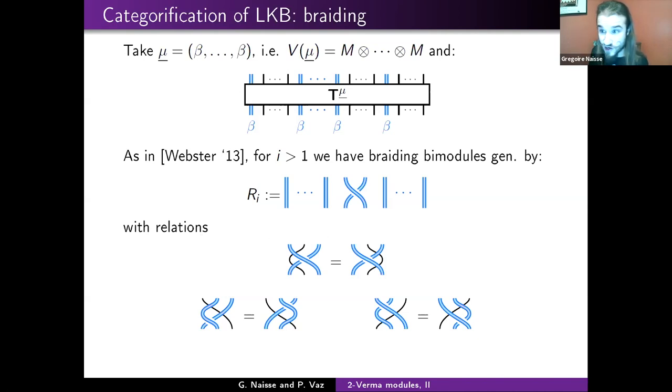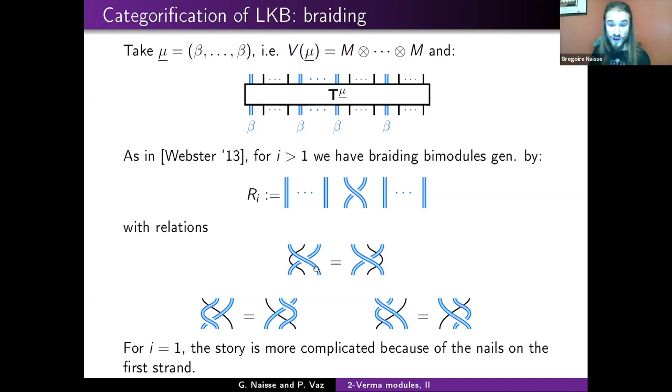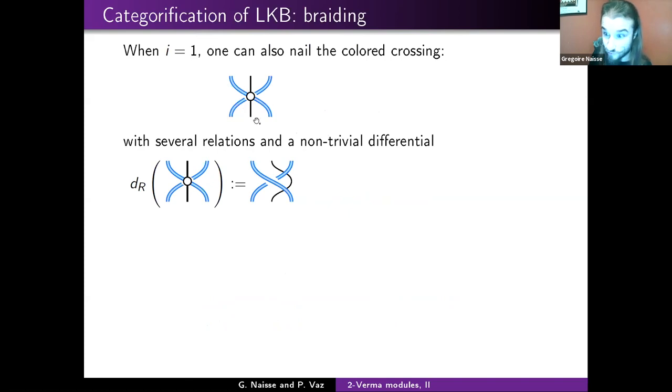There's just one issue here, which is that if you try to braid the first two blue strands, this diagram does not exist because I do not allow a black strand on the left, if you remember. And so it means that you need to replace this condition by a DG enhancement of it, meaning that you need to add a new generator, and basically it's a nail on the braiding, which comes with a differential.